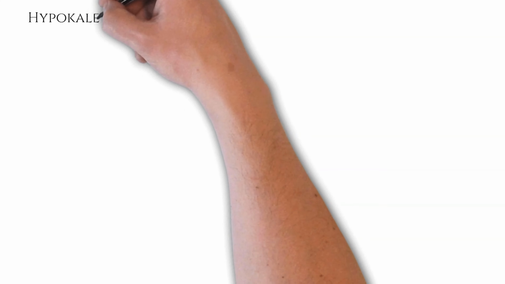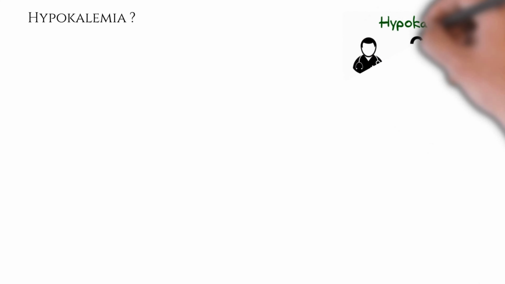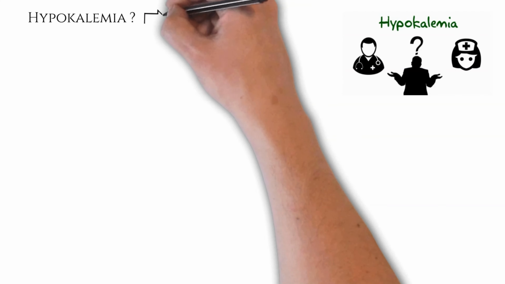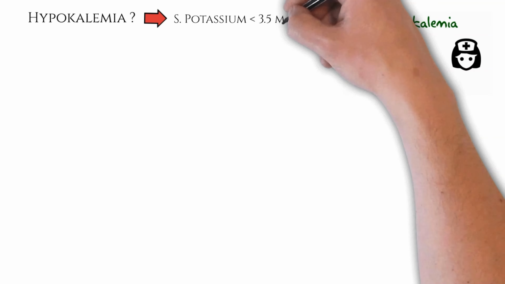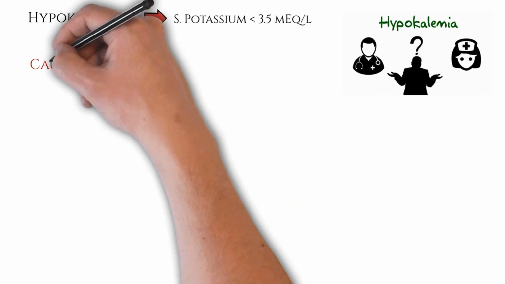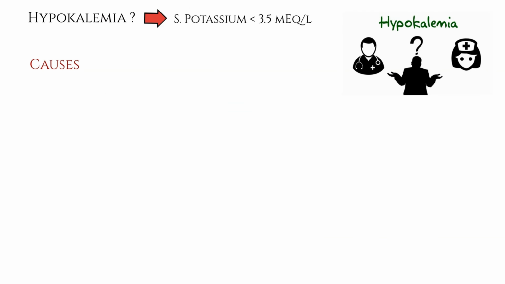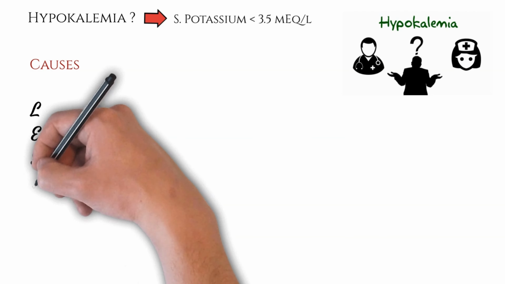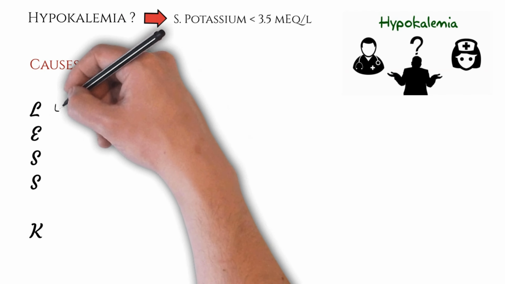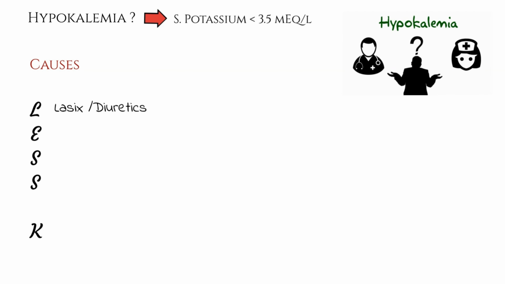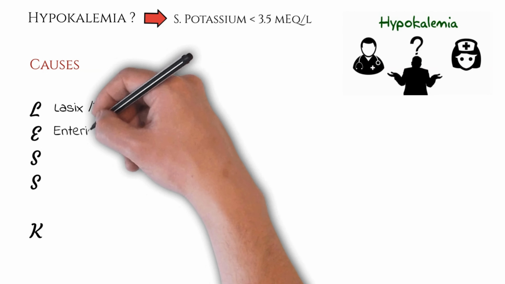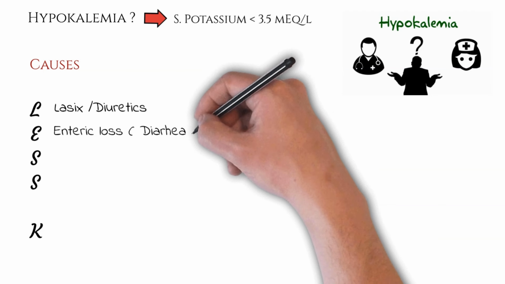So after studying the physiology of the potassium ion, let's study about what is hypokalemia. Hypokalemia is something in which the body potassium level is less than 3.5 milliequivalents per liter. So now study about the causes of hypokalemia. Hypokalemia means less of potassium. So the mnemonic is less K. L stands for the Lasix or diuretic. Giving a large amount of Lasix or diuretic to the patient can cause flushing of the potassium into the urine, which will cause hypokalemia. E stands for the enteric loss, as in cases of diarrhea and various fistulas in the body.